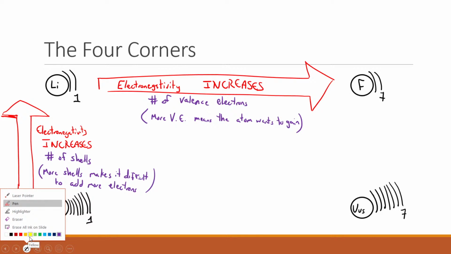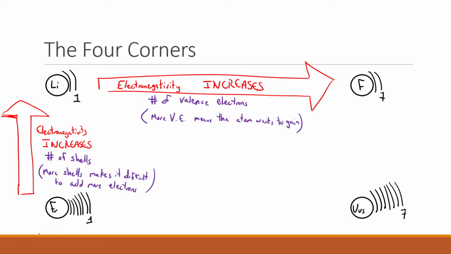Now, with that in mind, if I told you that these 4 electronegativity values align to the 4 elements in our corners, could you put them in the correct spots? Can you assign these 4 electronegativity values to the correct elements?